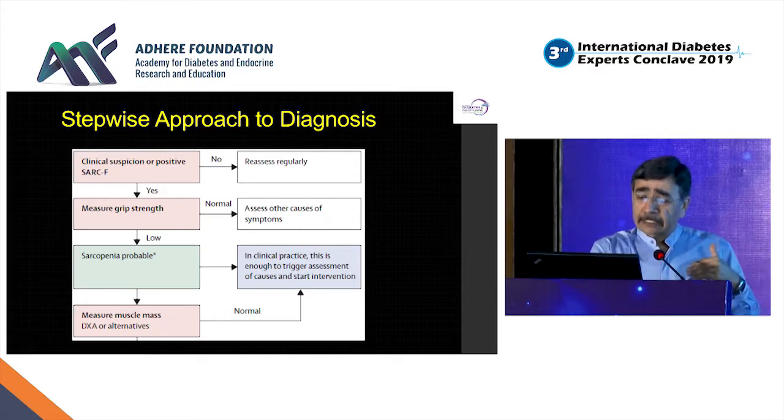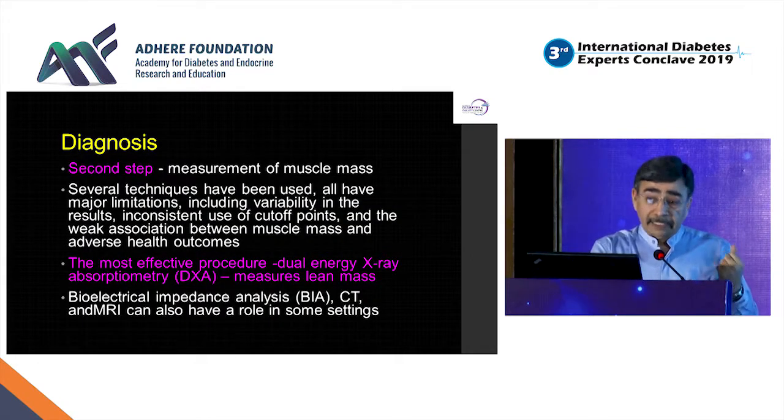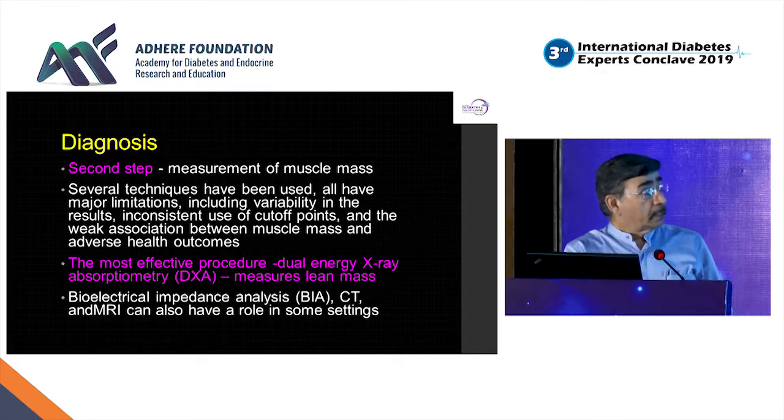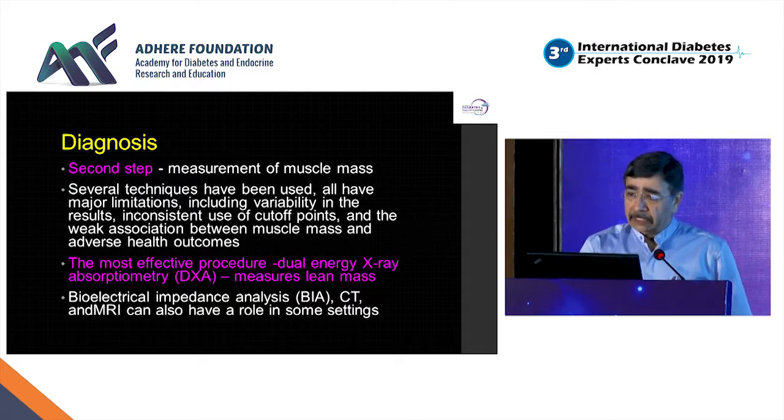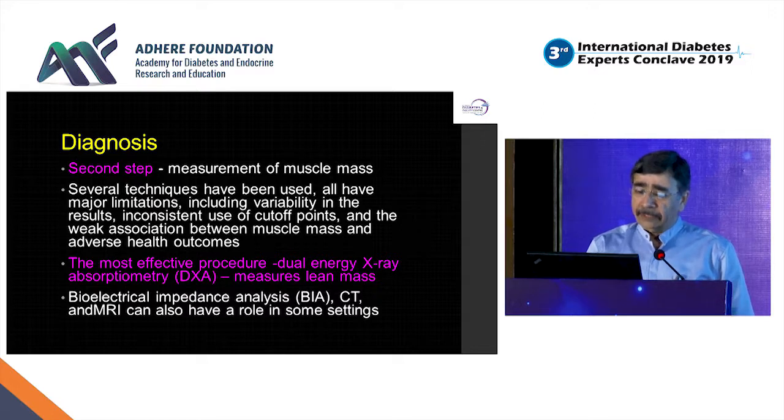If the muscle grip test is normal, then you have to look for other causes of why the muscle function is poor or mass is low. If the muscle grip strength is lower than the cutoffs, then possibility of sarcopenia is there. And once you feel there is a possibility of sarcopenia, that is the point which should trigger all the evaluations for sarcopenia. It is not that you leave it there. And usually you have to go on with the muscle mass measurement using a DEXA. If the sarcopenia probability is low, then you can switch them to the regular screening.